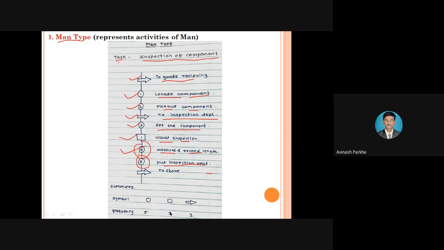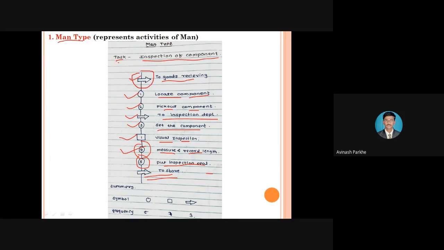Means here also that particular man is doing their particular task. And once the inspection seal is put on that particular component, that component is moving towards the storage device, or that operator itself, he take that particular component in his hand and he will start moving towards the store to keep that particular components.